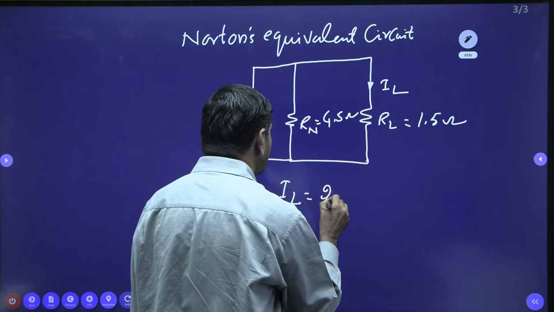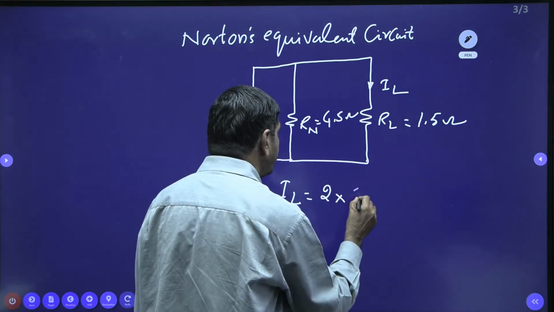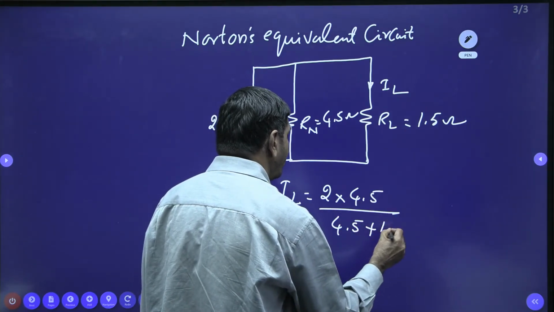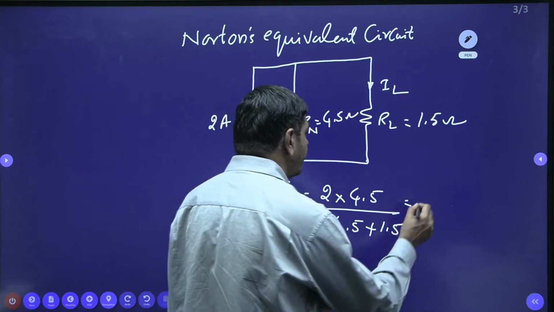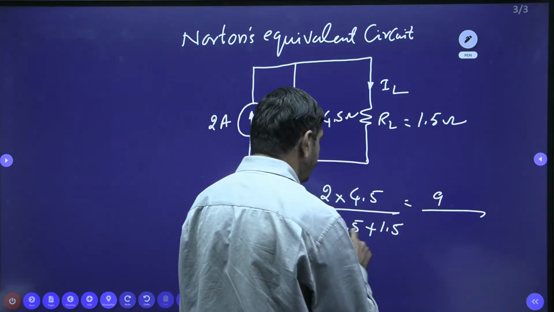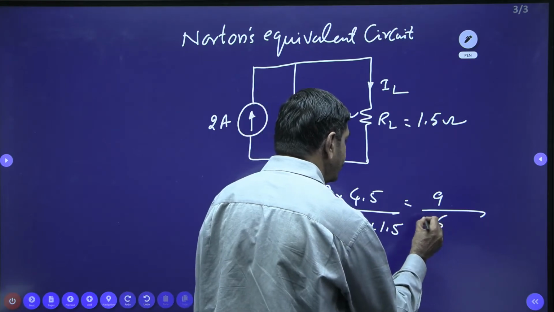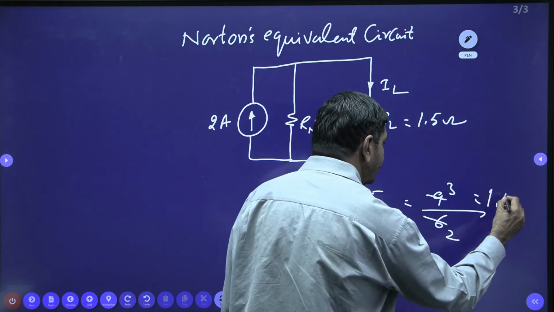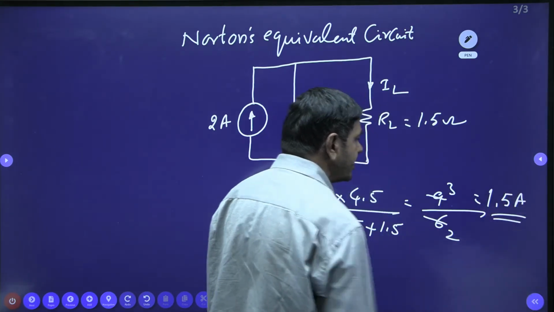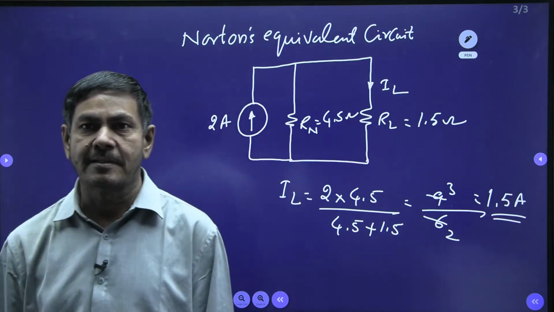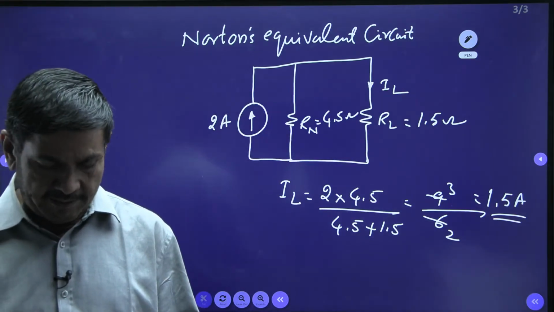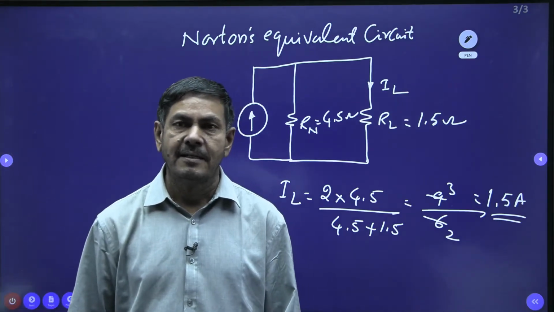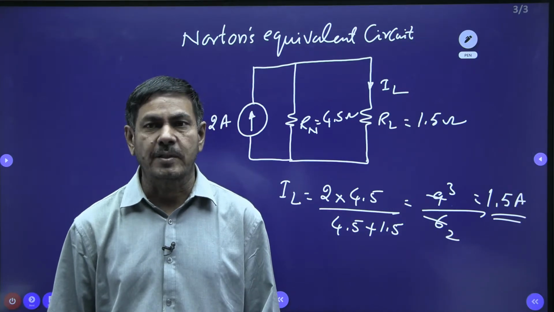IL equals 2 into 4.5 by 4.5 plus 1.5. That is 2 into 4.5, 9 divided by 6. Finally, the load current is 1.5 amperes passing through the circuit. That way you can determine the current, using Rn and the short circuit current.